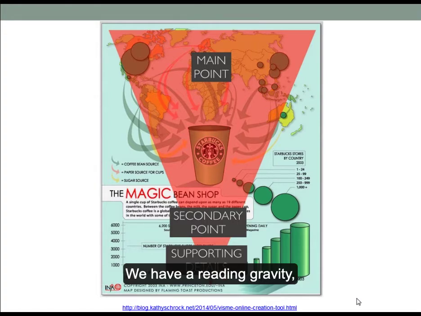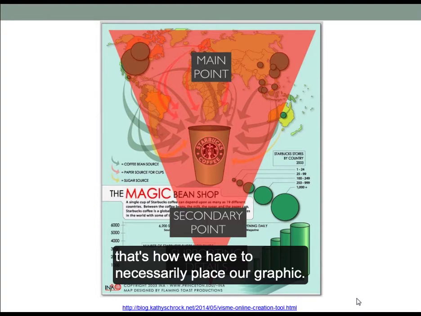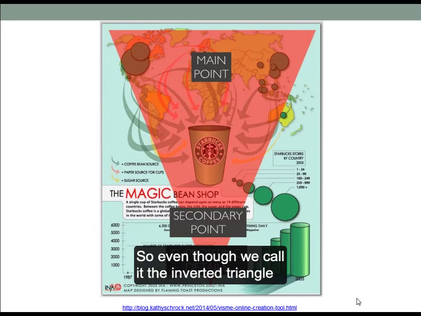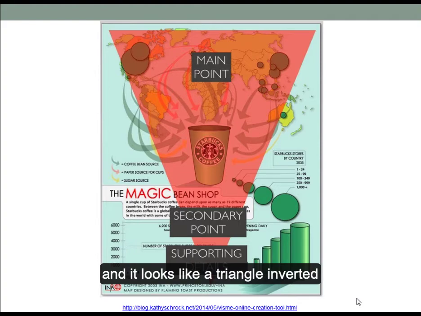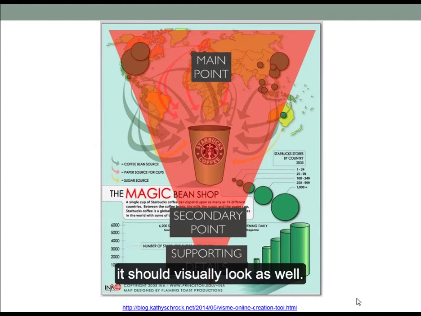We have a reading gravity, which means we do, in our culture, start at the top, move to the bottom, start on the left, move to the right. But that doesn't mean that's how we have to necessarily place our graphics. So even though we call it the inverted triangle and it looks like an inverted pyramid, that doesn't mean that's the way it should visually look as well.